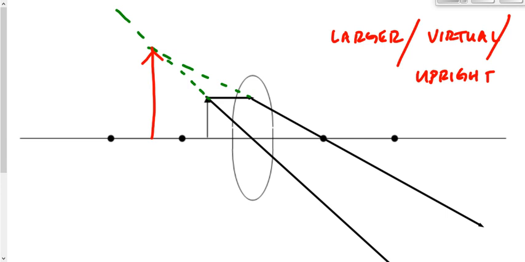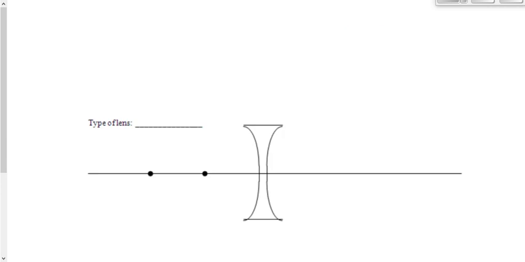Notice that whenever we had a real image here, a real image was always upside down. And a virtual image was always, well, there's only one virtual image here. It's always right side up. You're going to see when we draw the ray diagrams for the concave or diverging lenses that those same patterns hold.